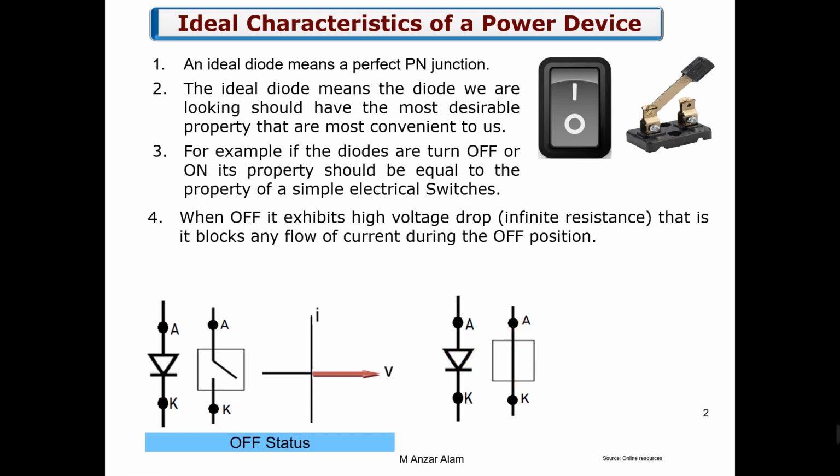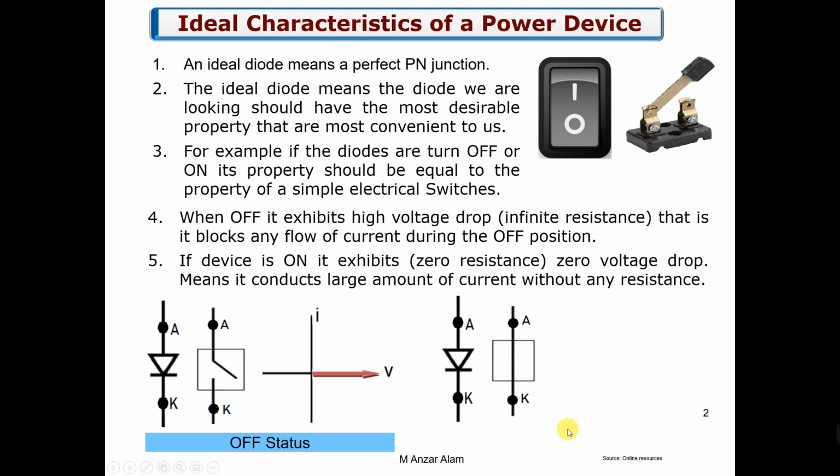And if the resistance is zero, it means it will allow the maximum flow of current. So whatever the power connected with this anode and cathode, it will allow the maximum flow of the current because this is short circuited. So two properties we studied: if the diode is in the on status, the resistance from anode to cathode will be zero, and if it is zero, then maximum flow of current is possible. Okay.